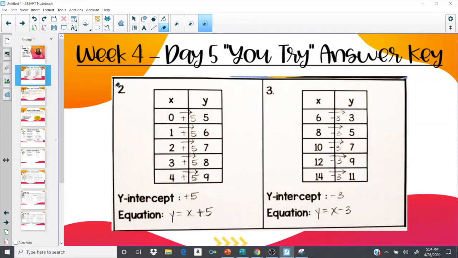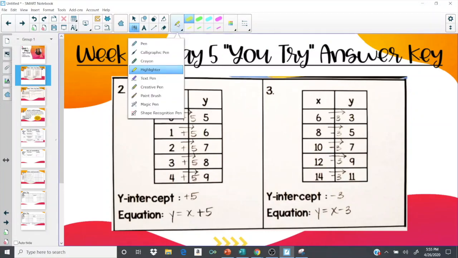Okay, I will go over the answers with you. So, number 2. In number 2, you are given a table of values and asked to find the y-intercept and write an equation to represent the relationship. We are going to be writing equations in the form of y is equal to x plus b, where b equals the y-intercept. The first thing you're going to do is find the relationship between your x and your y values.